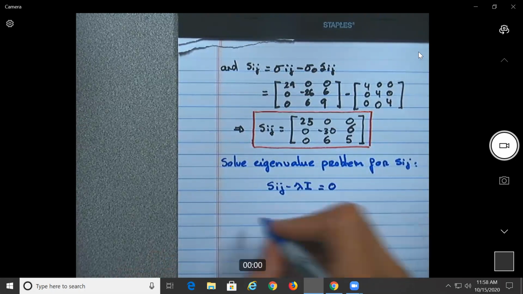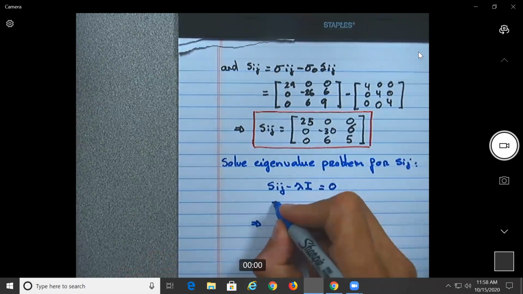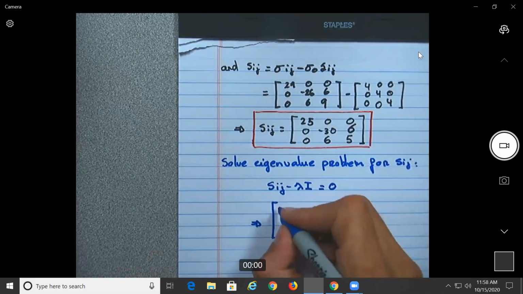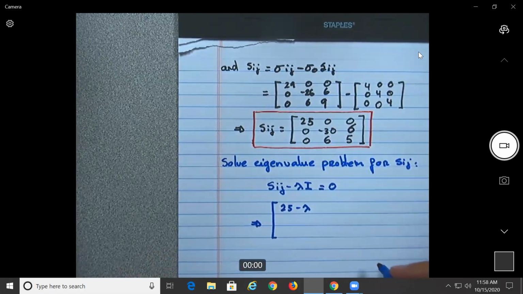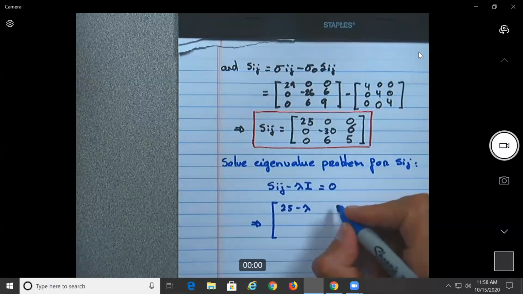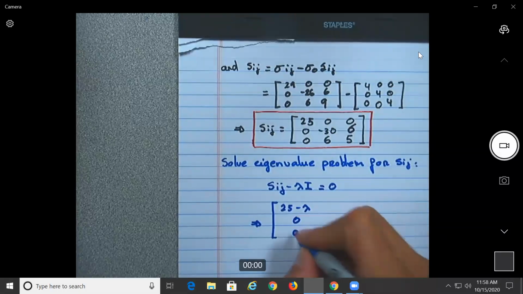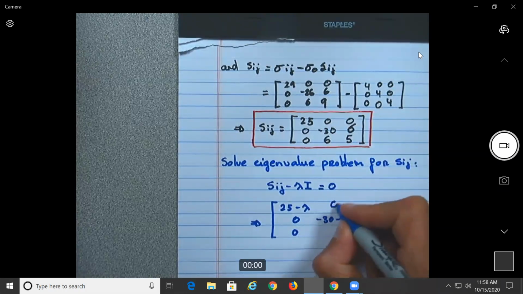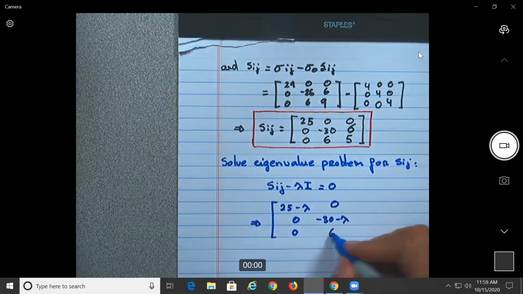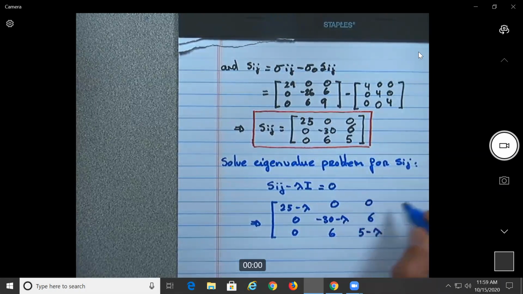Okay, so that's what we're solving here. This will give you the problem of 25 minus lambda, 0, 0. Now the middle will be negative 30 minus lambda, 6. And then 0, 6, 5 minus lambda.